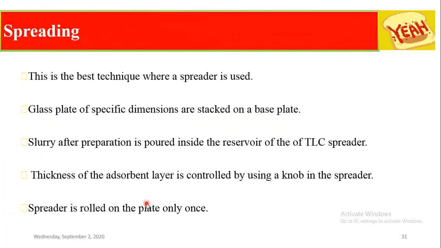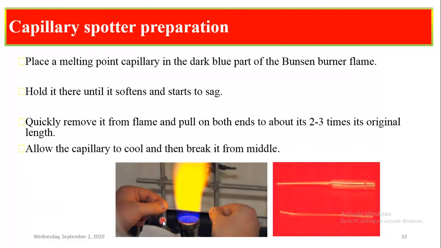After spraying, a spreader will be used. Nowadays, what are the properties of a spreader? This is the best technique where a spreader is used. Glass plates of specific dimension are stacked on a base plate. Slurry after preparation is poured inside the reservoir of the TLC spreader. The thickness of the adsorbent layer is controlled by using a knob in the spreader, and then the spreader is rolled on the plate only once to give uniformity.